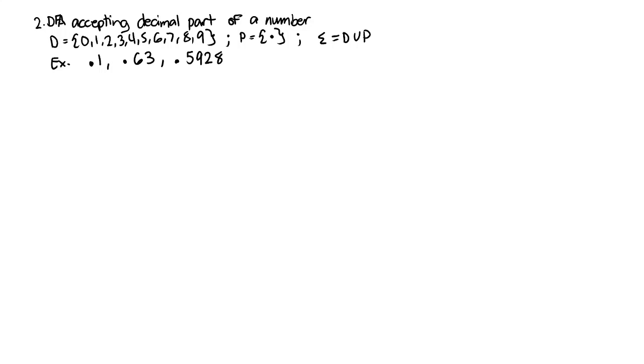So, what do we mean by the decimal part of a number? The decimal part is just the part after the point in a number. So, that's the decimal part. For example, 0.1 is the decimal part of a number. 0.63 is a decimal part of a number. 0.5928, that's a decimal part of a number.